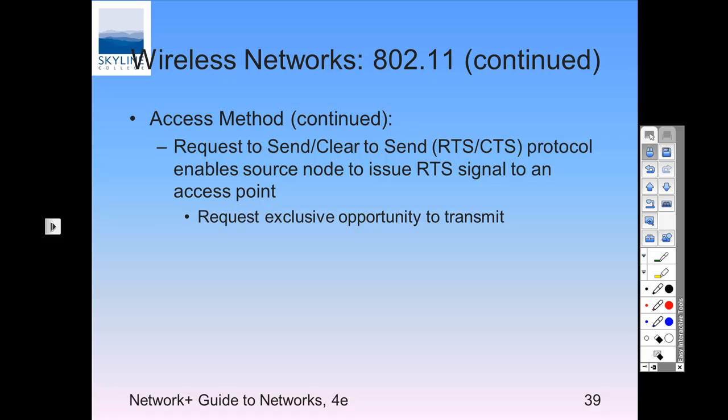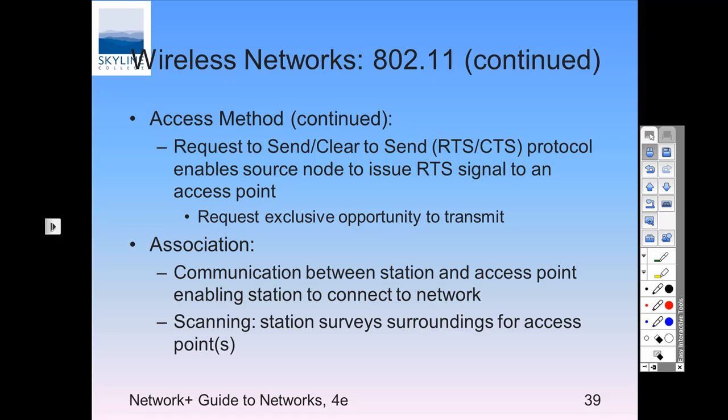The request to send, clear to send, enables the source node to issue an RTS signal to the access point, requesting exclusive opportunity to transmit, because you have to have that. And again, that's not the case in N. You can have multiple paths, multiple antennas. The reason is you have multiple antennas. You can have up to 6 antennas in an N network device. So you can have multiple paths, multiple transmissions at the same time, and you can group transmissions together. That's how it gets its speed. That's why it gets faster.